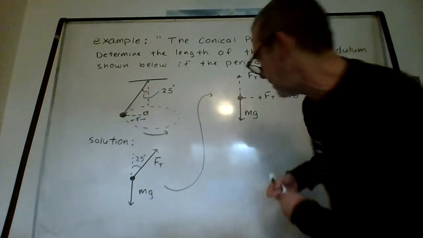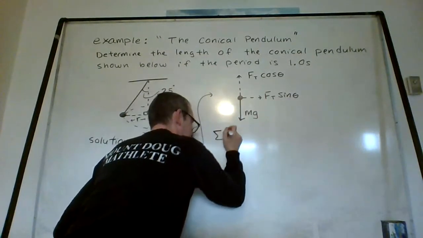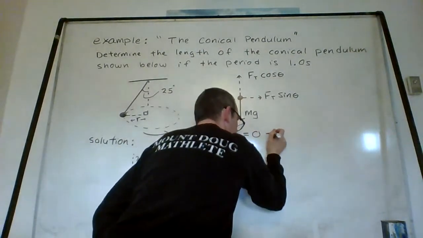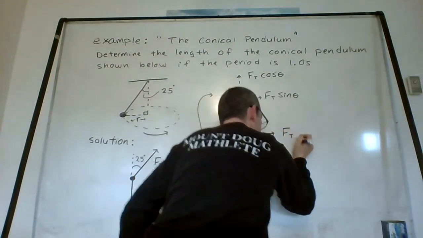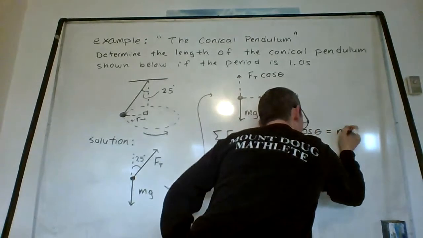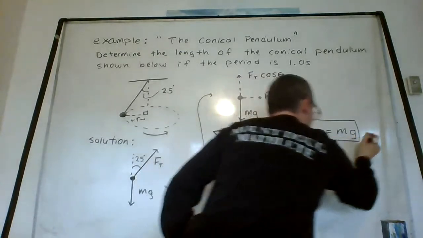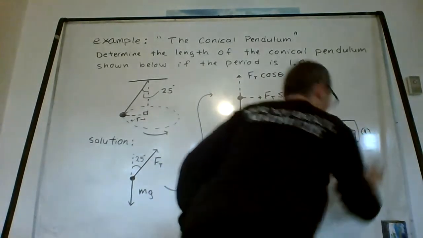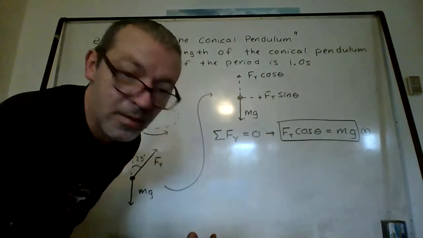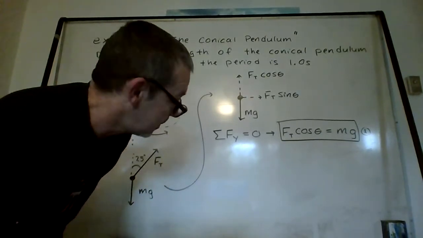Okay, so here we go. In the y direction, I'm going to write sum of the forces in the y equals 0, which gives me tension cos theta must balance the weight mg. And I will put a box around that, and I'll just call that equation 1. I wasn't given the mass of the pendulum, and it turns out it will disappear when we get into the math.